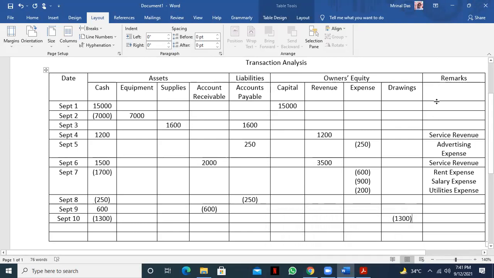Okay, I mean remarks. We are writing the remarks only to help with the preparation of the income statement.